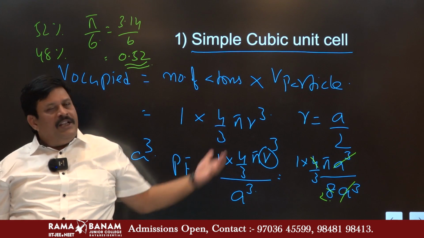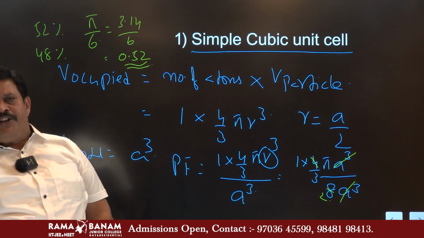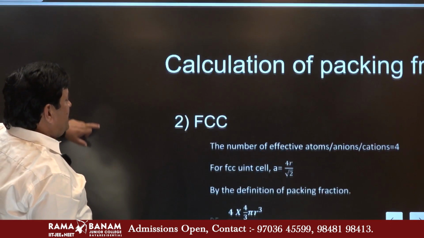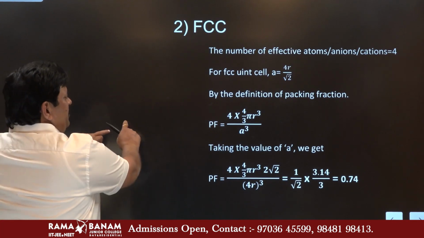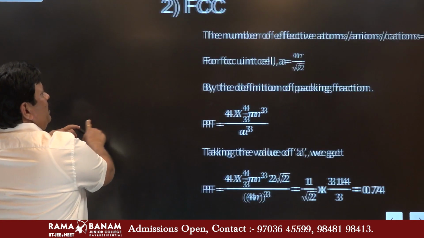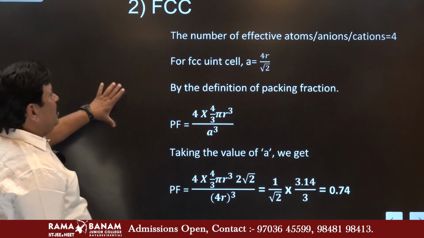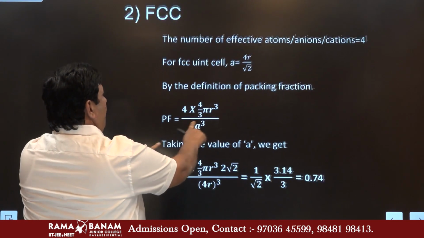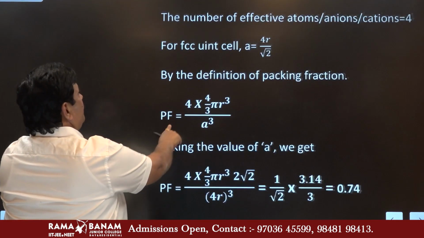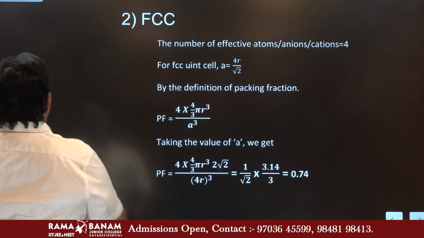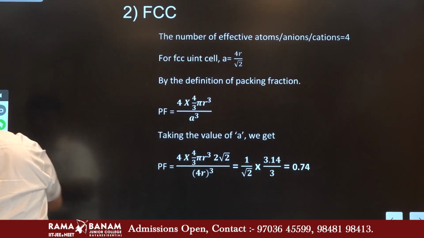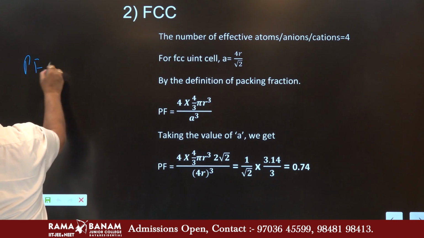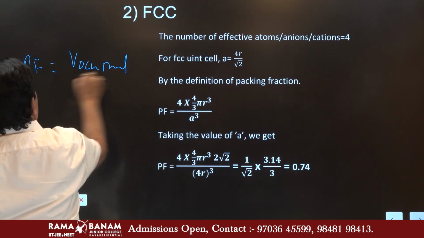In a similar way, we can calculate the packing fraction of FCC and BCC also. Now I will explain how to calculate the packing fraction in FCC. See students, everything on the board. What we want? Packing fraction is nothing but volume occupied, packing fraction is equal to V occupied by V total.